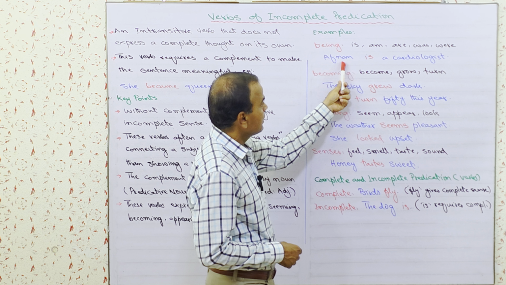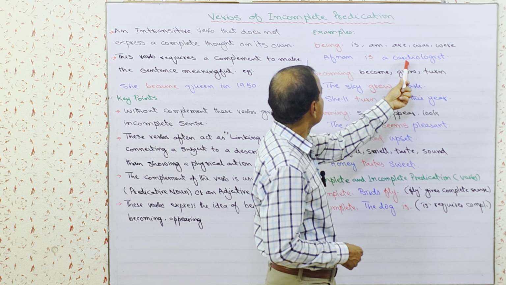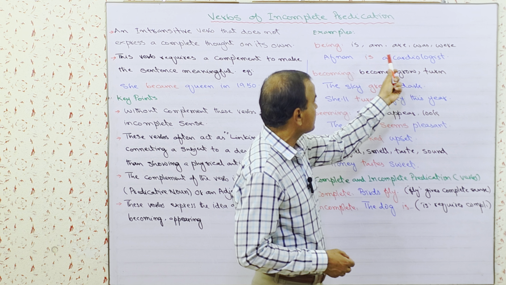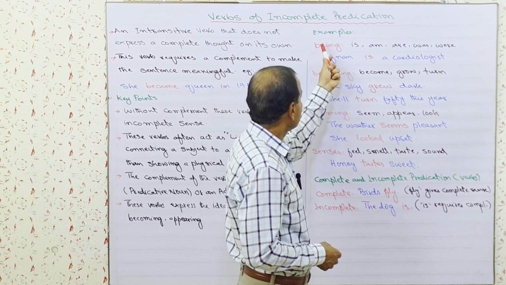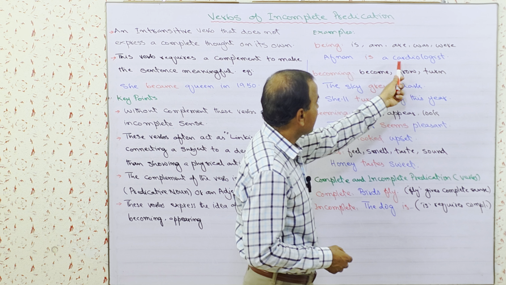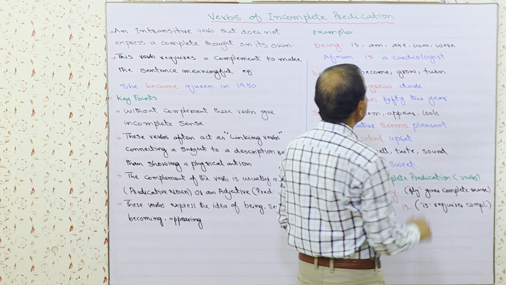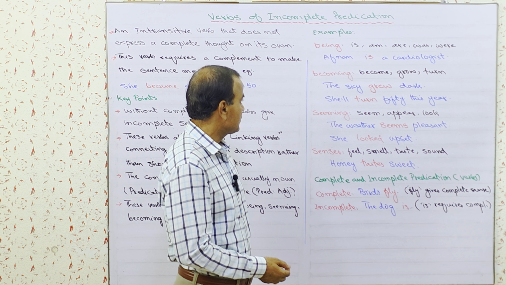Like Afnan is a cardiologist. So here we show what is the state or what is the being of Afnan, that is she is a cardiologist, and it is being shown by the word is, which serves as a link between Afnan and cardiologist, and it is the verb of incomplete predication, because if I remove the word a cardiologist, it will be incomplete.